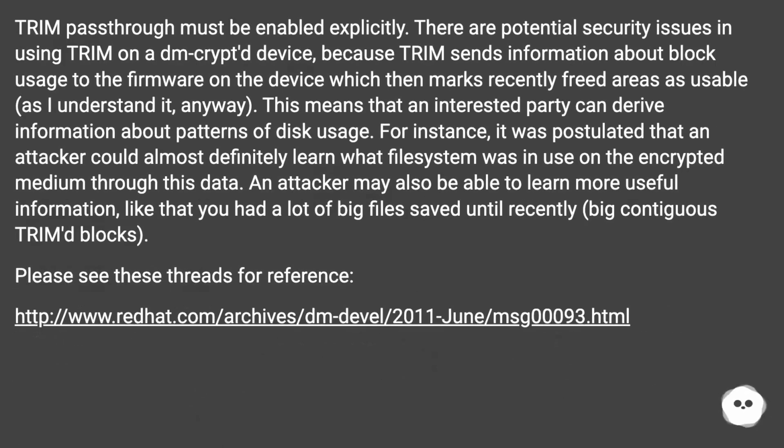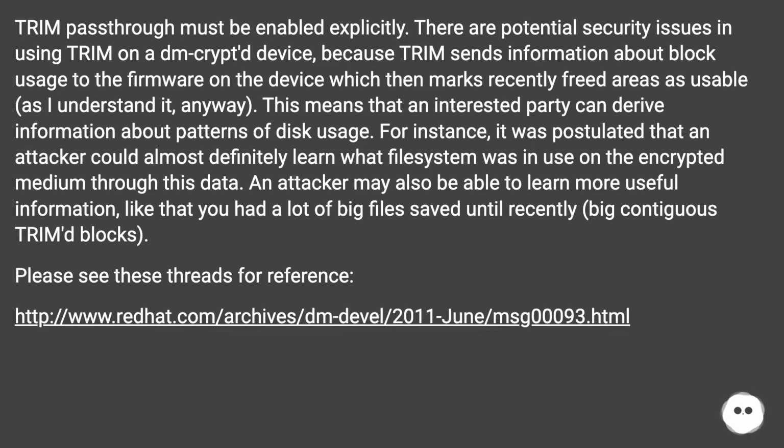Trim pass-through must be enabled explicitly. There are potential security issues in using trim on a Dm-Crypted device, because trim sends information about block usage to the firmware on the device, which then marks recently freed areas as usable, as I understand it anyway. This means that an interested party can derive information about patterns of disk usage. For instance, it was postulated that an attacker could almost definitely learn what file system was in use on the encrypted medium through this data. An attacker may also be able to learn more useful information, like that you had a lot of big files saved until recently, seen as big contiguous trimmed blocks.